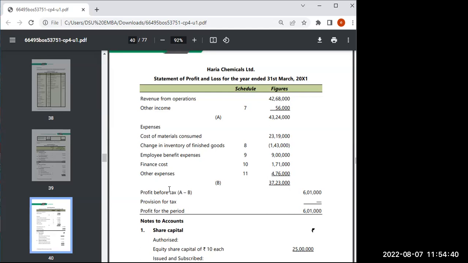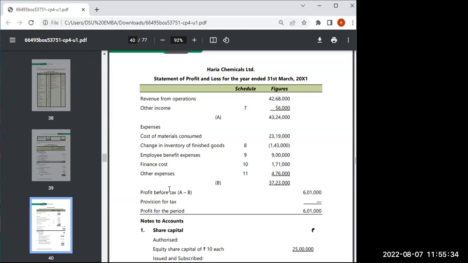Change in inventory is equal to opening stock of work in progress plus opening stock of finished goods plus opening stock of stock in trade, all these things total, minus closing stock of work in progress minus closing stock of finished goods minus closing stock of stock in trade. Okay.